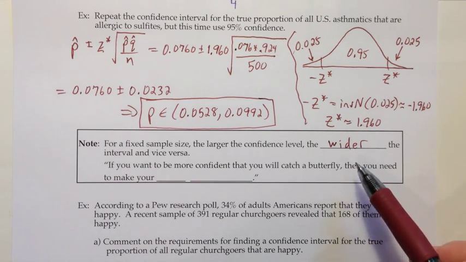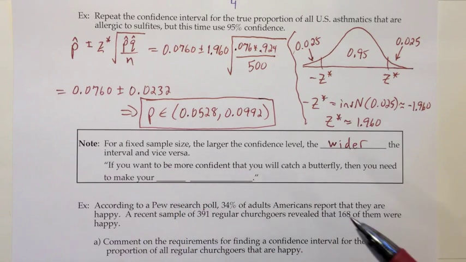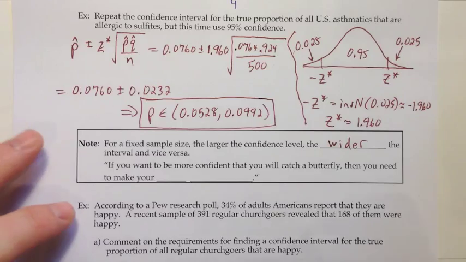So what we have to realize is for a fixed sample size, if we try and make our interval narrower, then our confidence level is going to decrease. So there's a give and take there. We do like high confidence, but we don't like wide intervals, and we try and find a balance there. And the analogy to this is if you want to be more confident that you'll catch a butterfly, then you need to make your net bigger.